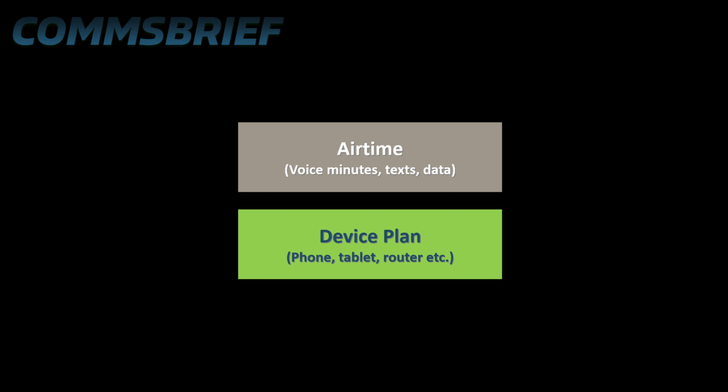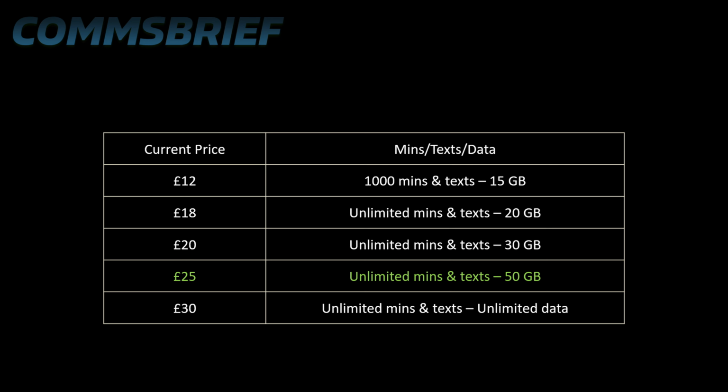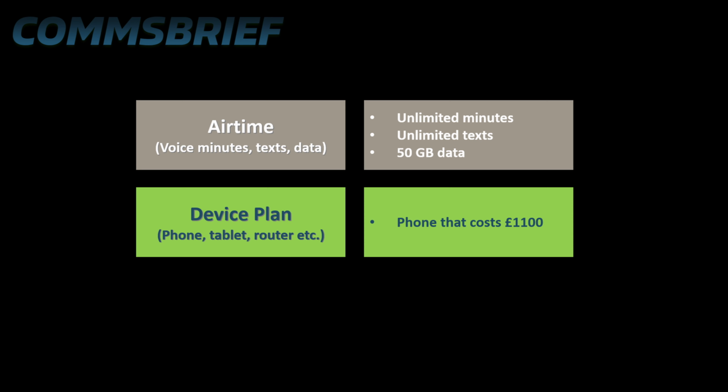As an example, let's say we have the following airtime tariffs available. In our example, let's say the customer wants unlimited minutes and texts with 50 GB of data and a mobile phone that costs £1,100. So to offer this tariff, there are at least two options.